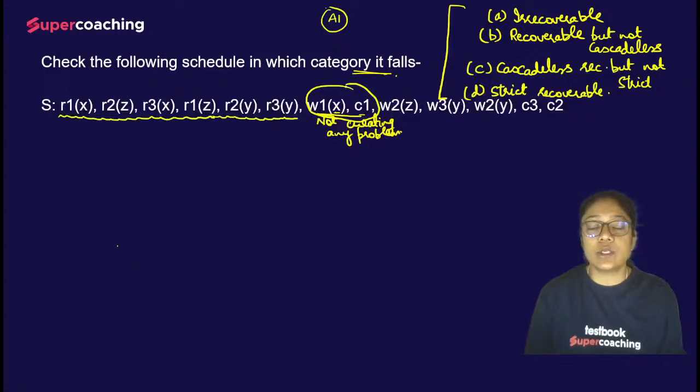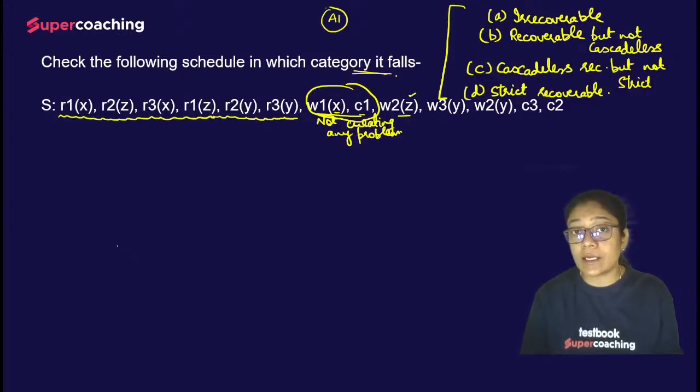So next, let's check the next one. This is also performing a write operation, but on the data item Z. Check: is there any read or write operation performed on the data item Z?